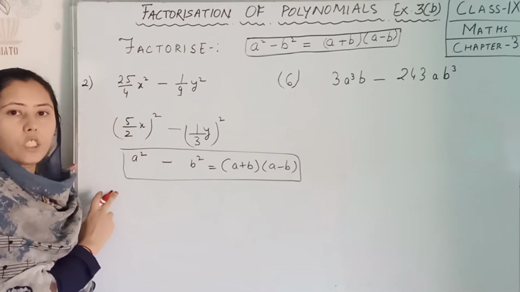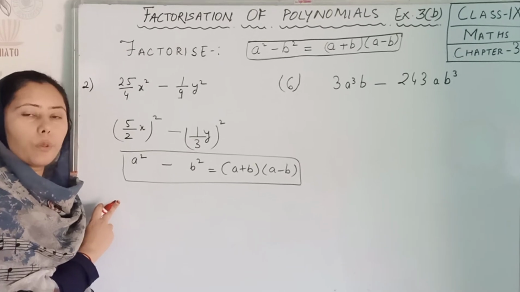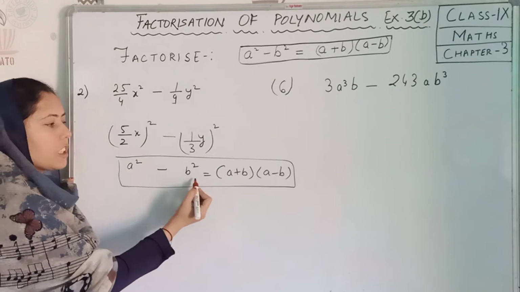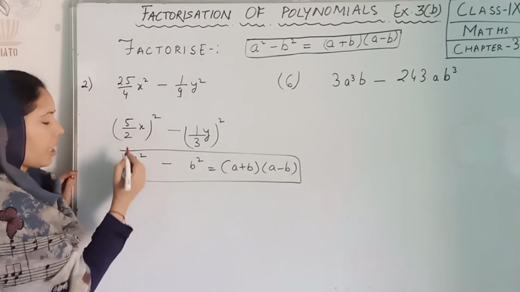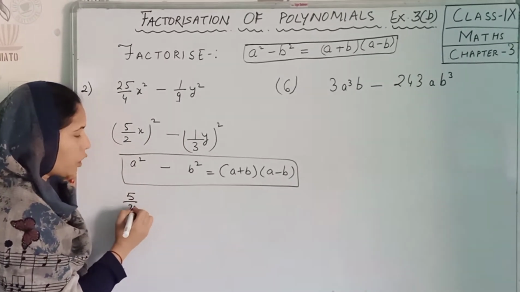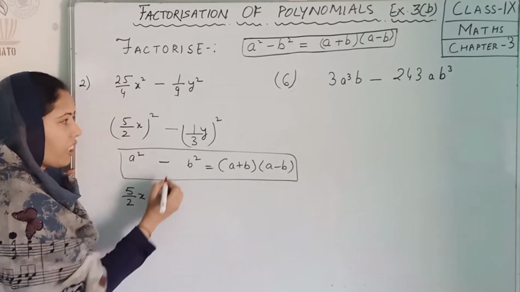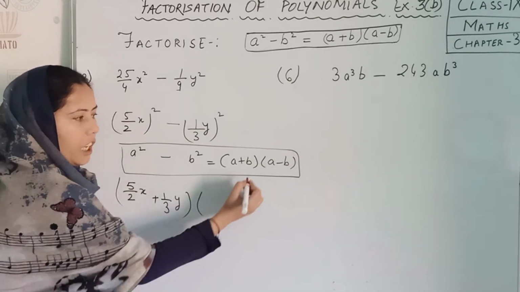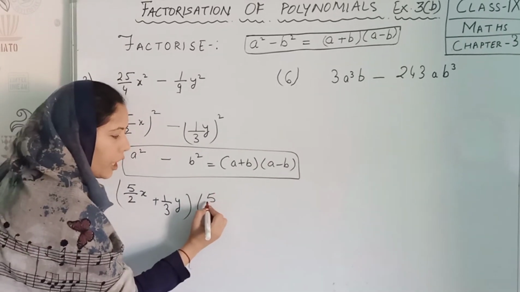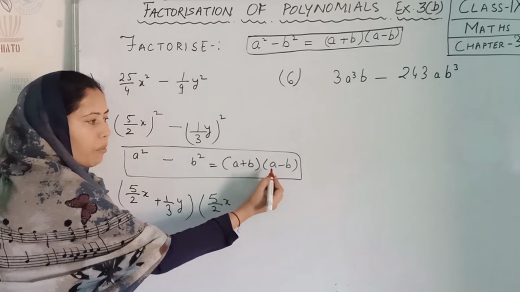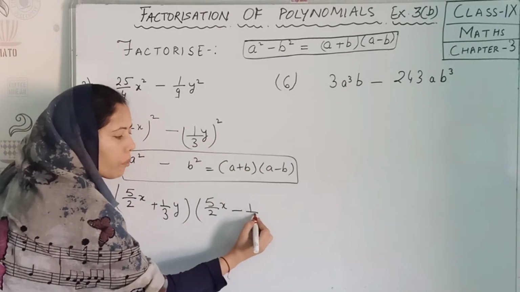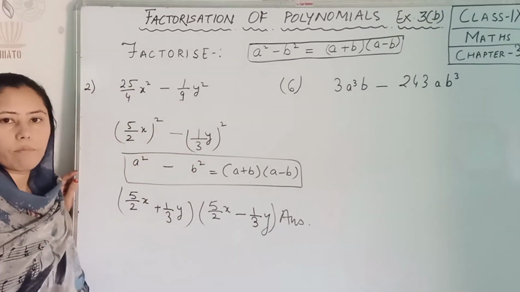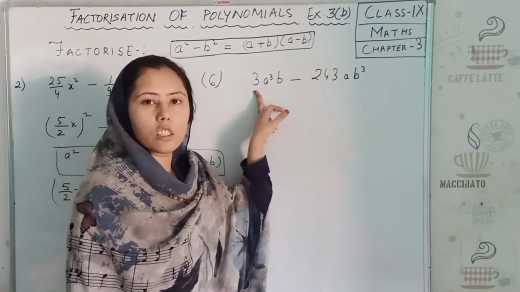You will write the formula in each and every question so that you will learn it by heart. So what is its answer? (a plus b)(a minus b). A is 5 by 2x, plus b is 1 upon 3y. A minus b, a is 5 by 2x, minus b is 1 upon 3y. Answer.